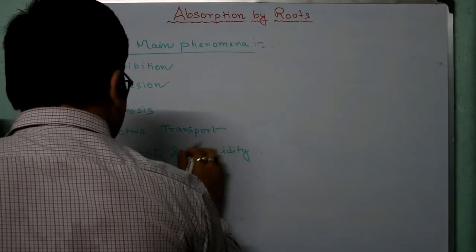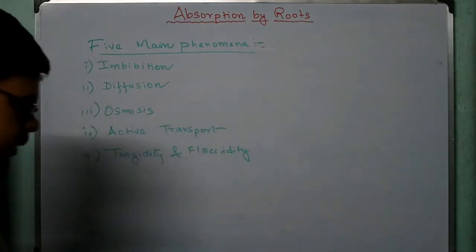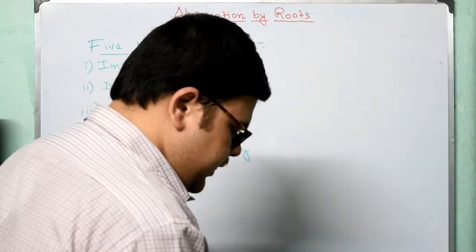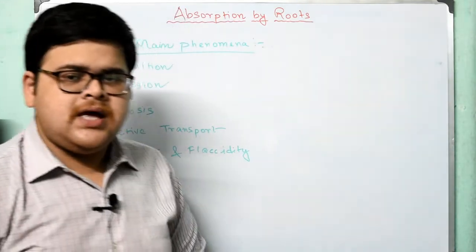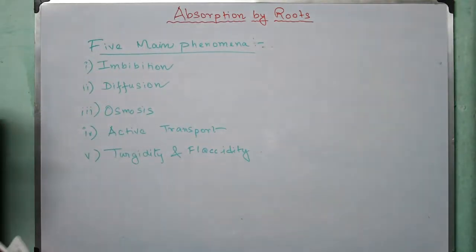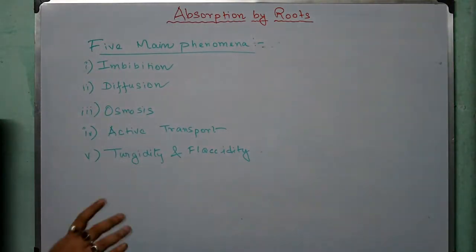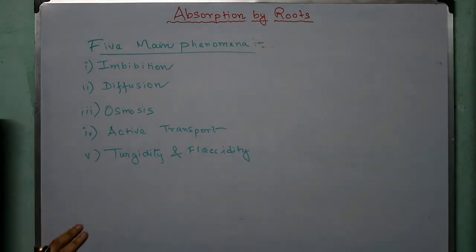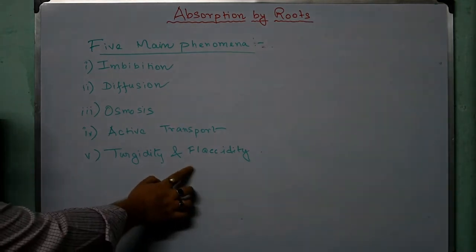So we'll be learning about these terms, what they are and what is happening in this particular place, in detail. So five main phenomena, what are they? Number one is imbibition, second one is diffusion, third one is osmosis, fourth one is active transport, and the fifth one is turgidity and flaccidity.